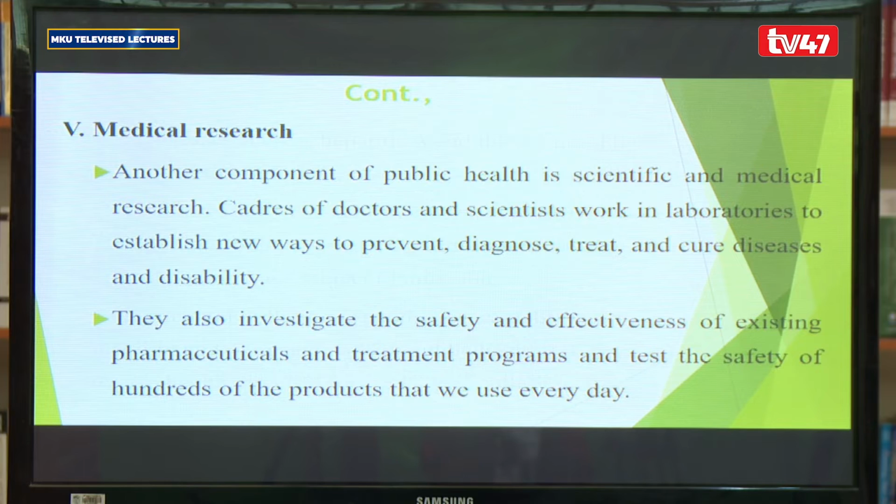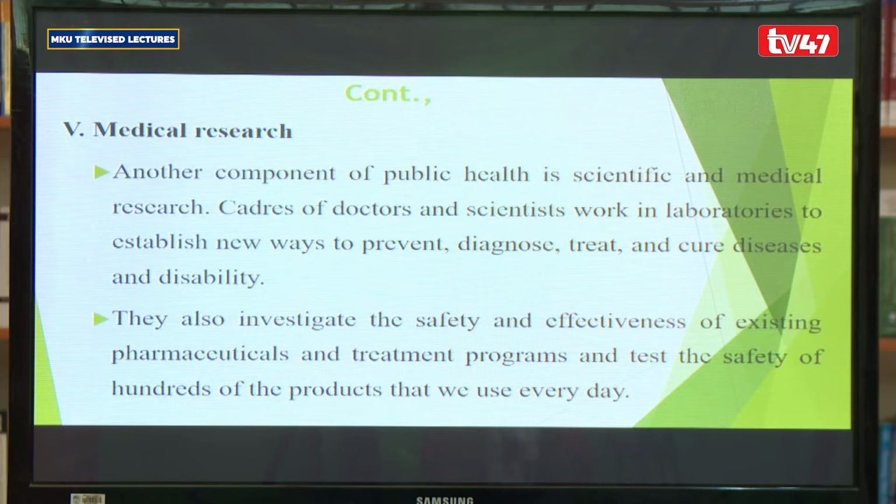Another program under public health is medical research. Another component of public health is scientific and medical research. Cadres of doctors and scientists work in laboratories to establish new ways to prevent, diagnose, treat, and cure diseases and disability. So public health also works together with other cadres to ensure there is continuous research, because there are so many strains of diseases.